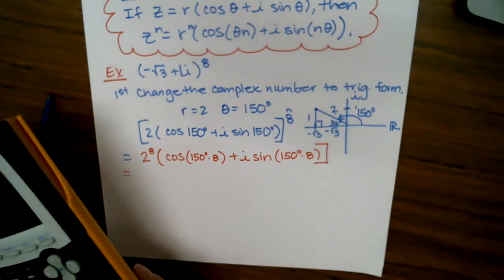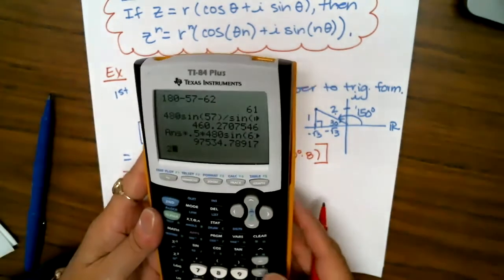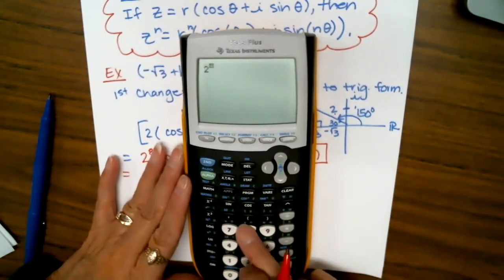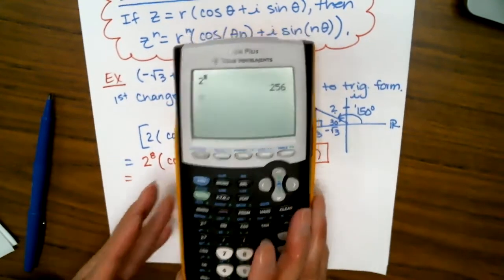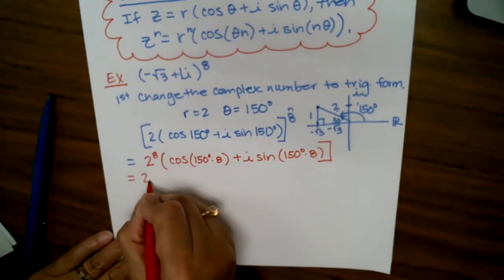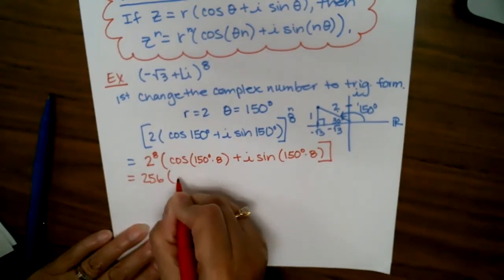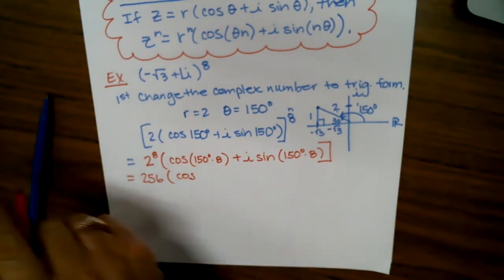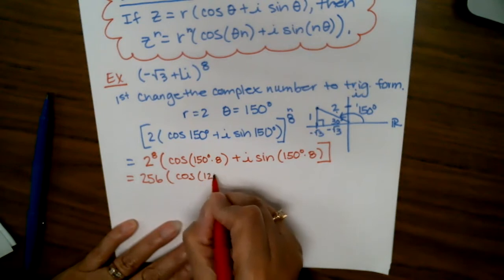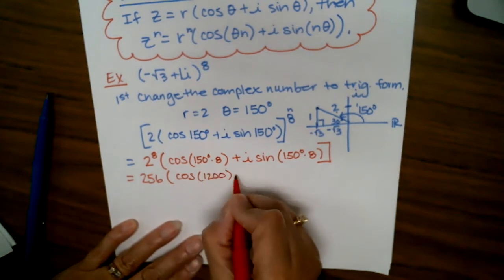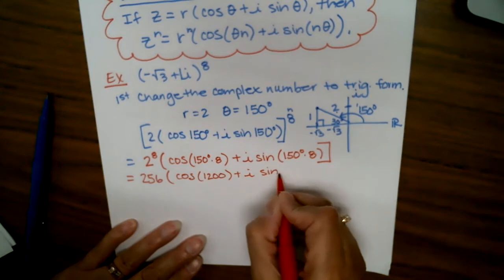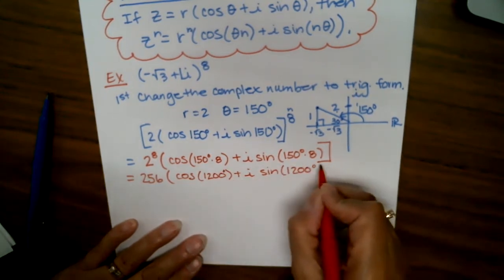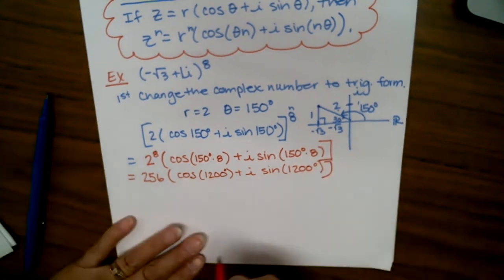Grabbing my calculator. 2 raised to the 8th power is 256 times the cosine of 150 times 8. 150 times 8 is 1,200, plus i times the sine of 1,200 degrees. Okay, I'll put a parenthesis around that.